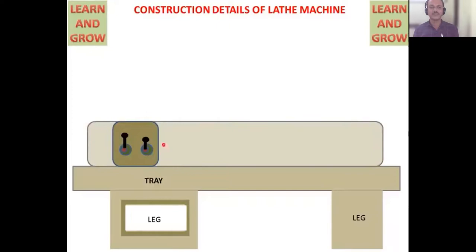This bed is also made from cast iron. This one is a very heavy part of the lathe machine. In small, regular machines, this bed is made from a single piece. If the length of the lathe machine bed increases, it is required to join more than one bed together.